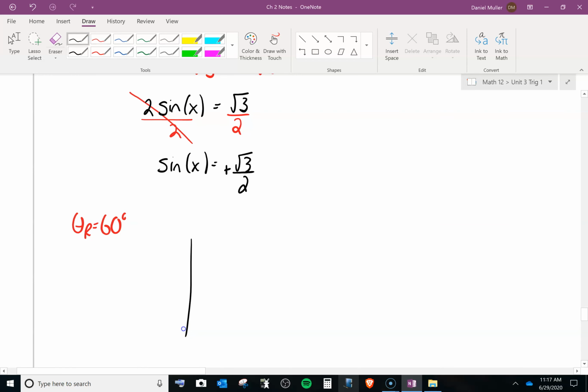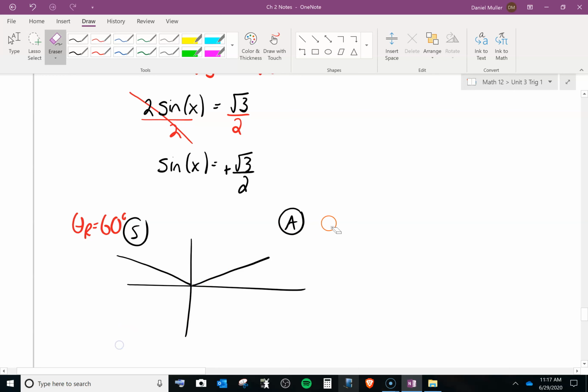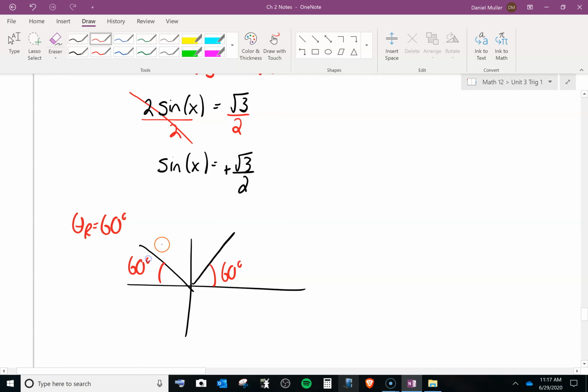Now, sine is positive in 2 quadrants. It's positive in the all are positive, and it's positive in the sine's positive. So those are the 2 angles that I'm going to have. So let's take a look here. My reference angle was 60. Well, it's a bad drawing. I should probably have it slightly bigger. 60 looks a little larger like that. So we know this angle is going to be 60 degrees, and we know over here it's also going to be 60 degrees. So what is our actual angle?